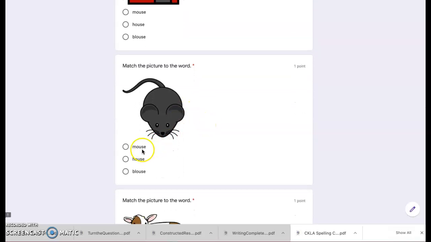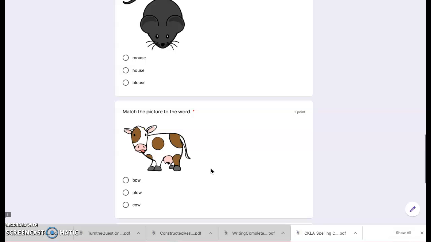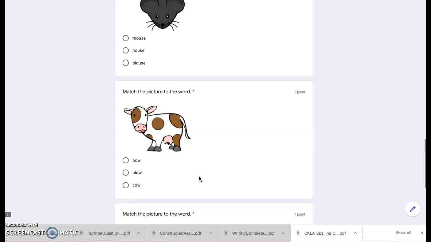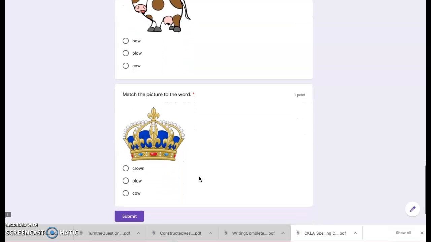Again, look at the picture and read the words. O-W and O-U says ow. So try to sound the words out. Same thing here. Look at the picture, read the words. O-W and O-U says ow. So sound it out. And this is our last one. Again, look closely at the picture, sound the words out carefully.